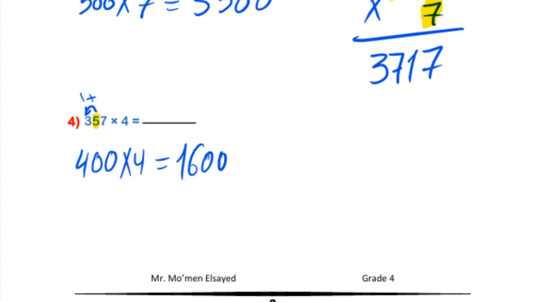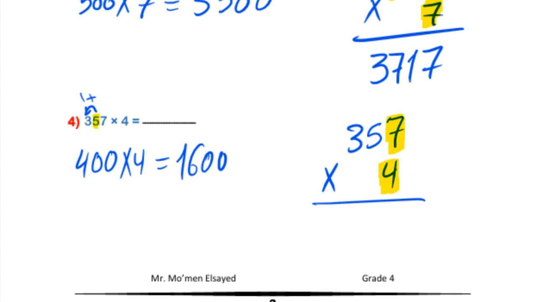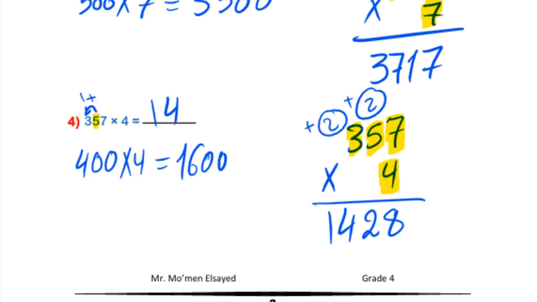Okay, the next one, Reda. Can you help me with the next one, number 4? Let's multiply it using regrouping. 357 multiplied by 4. 4 multiplied by 7: 7, 14, 21, 28. We put 8 and we put 2 on top of the 5. Then 4 multiplied by 5 equals 20, plus 2, it's 22. We put 2 and put 2 on top of the 3. Then 4 multiplied by 3 is 12, plus 2 is 14. So our answer is 1,428. Great job, Reda. You are Superman.